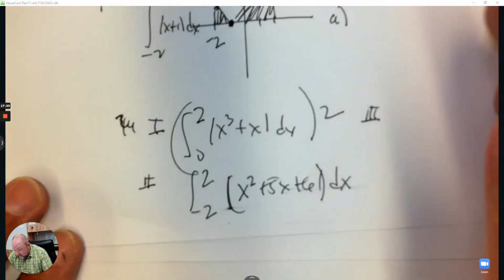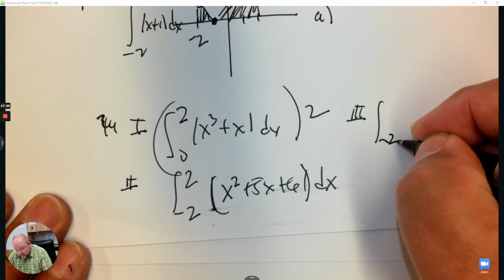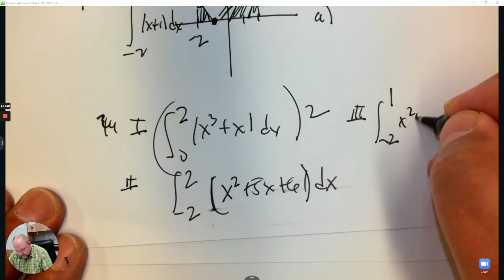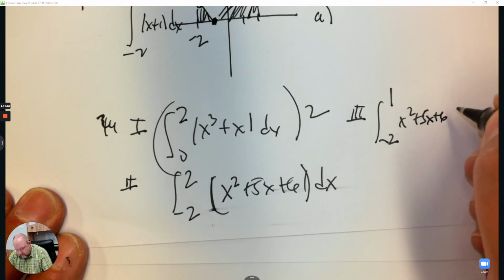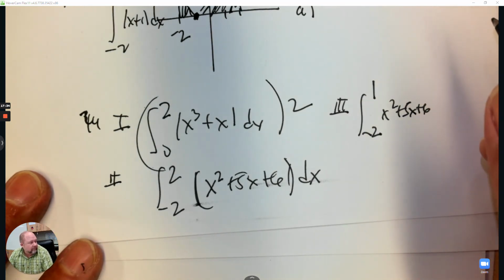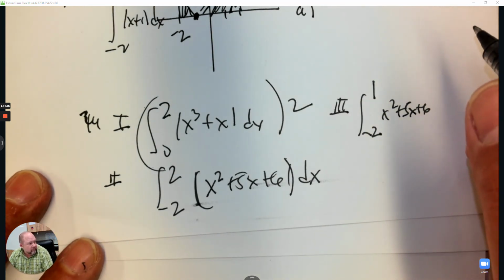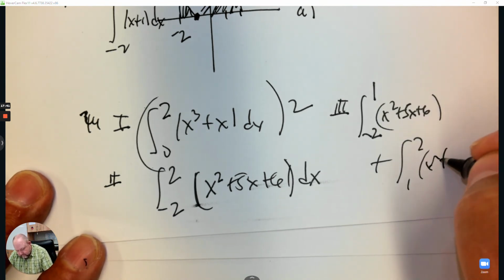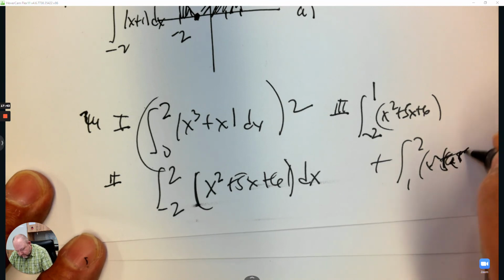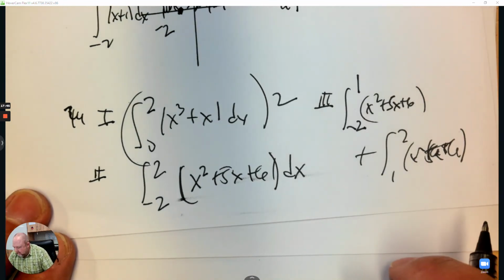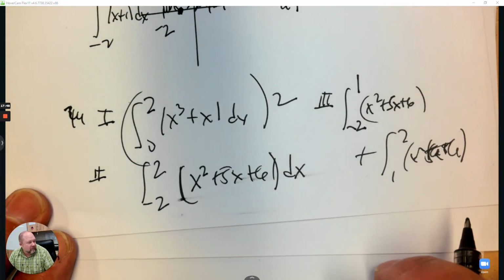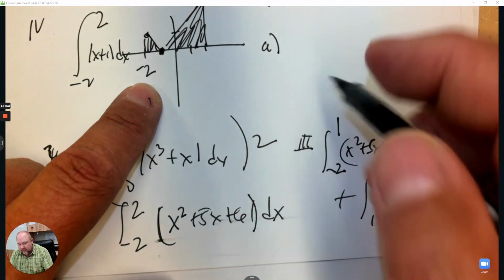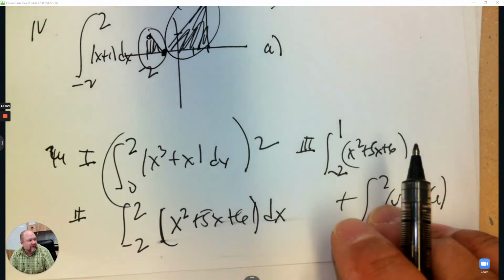For number 3, you'd have to have 2 of them. So one would go negative 2 to 1, and the other one would go 1 to 2. And then the last one, you just have to use triangles. So for this last one here, for part B, you just actually have to use triangles to integrate it.